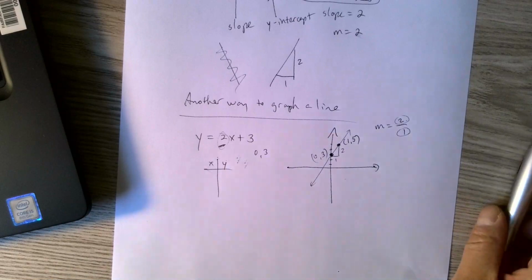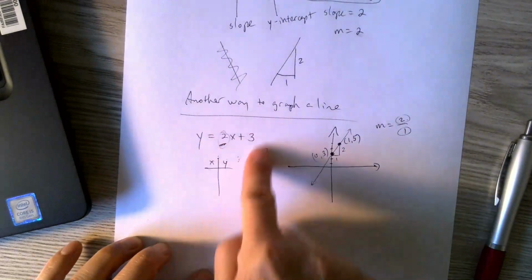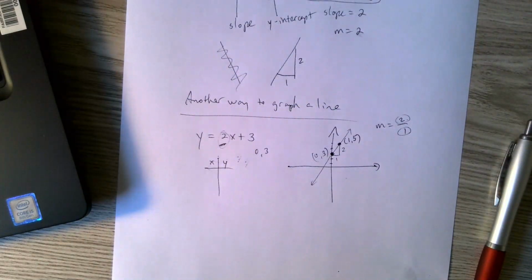Okay, that's it for this video. And in the next video, we'll talk more about this form of a line and a couple of other forms of a line, and practice more graphing, and maybe even talk about how to get the equation of a line from 2 points.